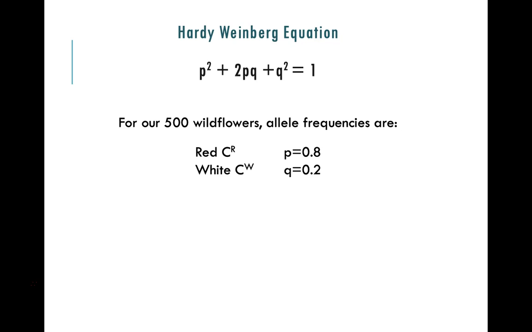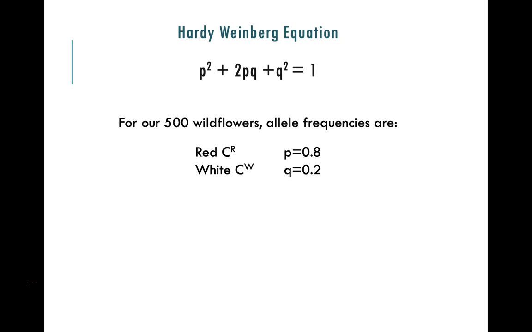So I'm sure you are thinking, what in the heck does all that mean? Well, it's a really simple equation. It's actually a binomial expansion of a plus b equals 1. If you don't know what that is, you don't know how to do it, that's quite all right. I'm not going to ask you to do it. I'm just going to ask you to remember that this equation is p squared plus 2pq plus q squared equals 1. So let's look at 500 wildflowers.